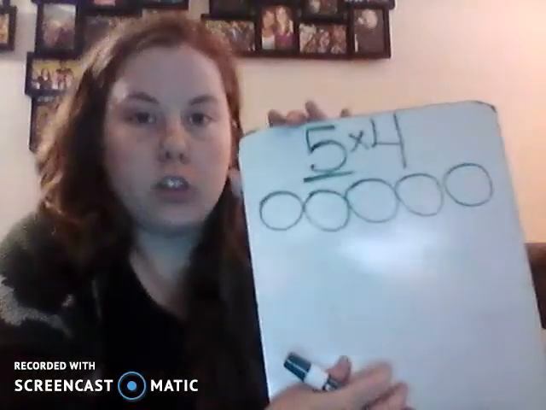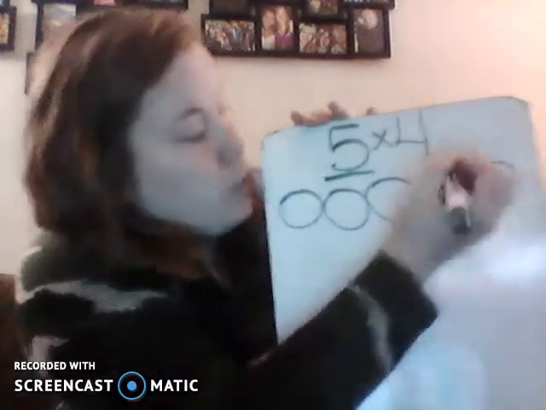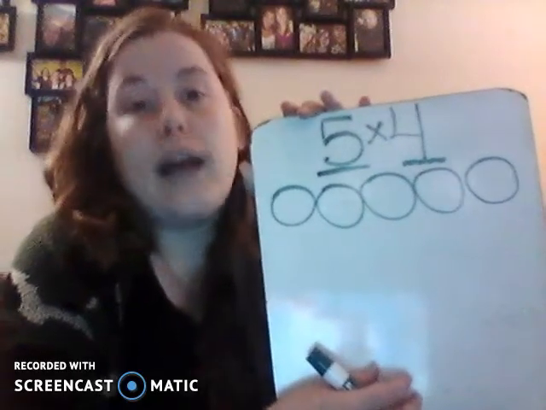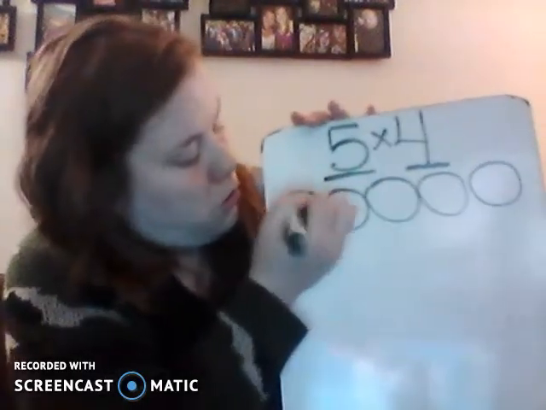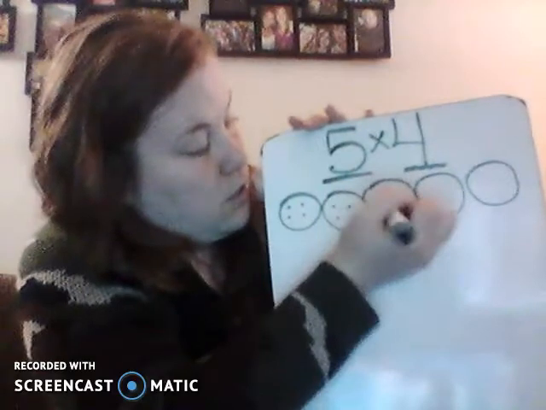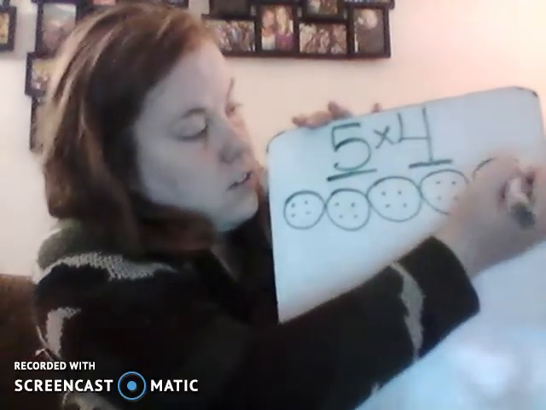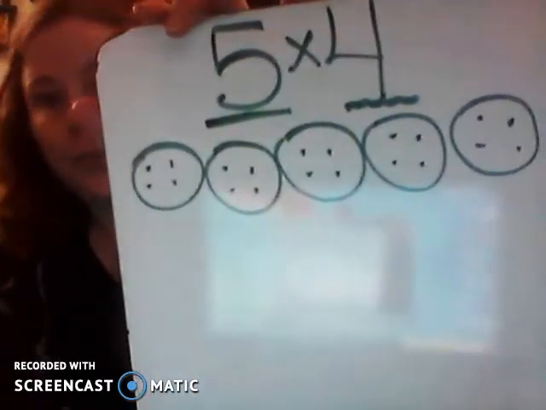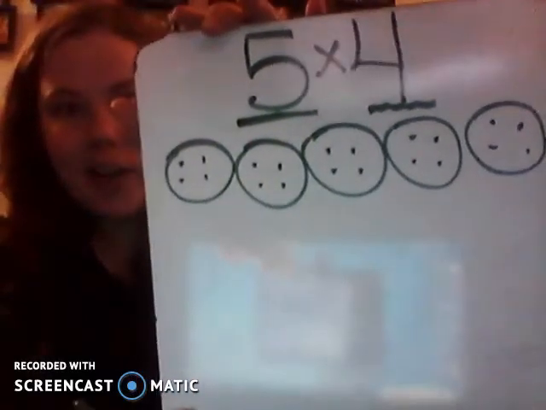So I made 5 circles. Those are my groups. Then the second number is going to tell you how many goes in each one of those. So that means I have to put 4 dots in each one of those circles. And if you can't see those dots because I didn't make them very big, I put 4 in each. So now I just have to go through and count my dots.